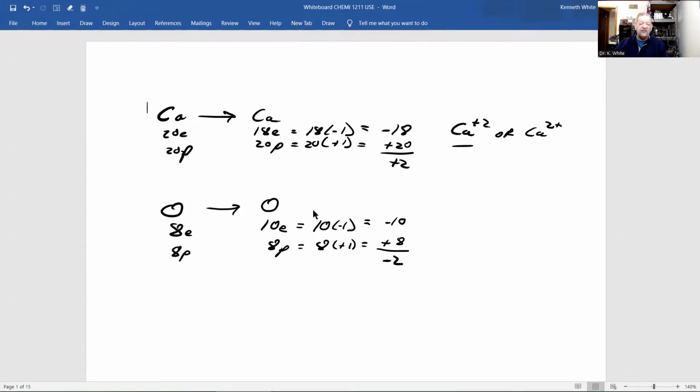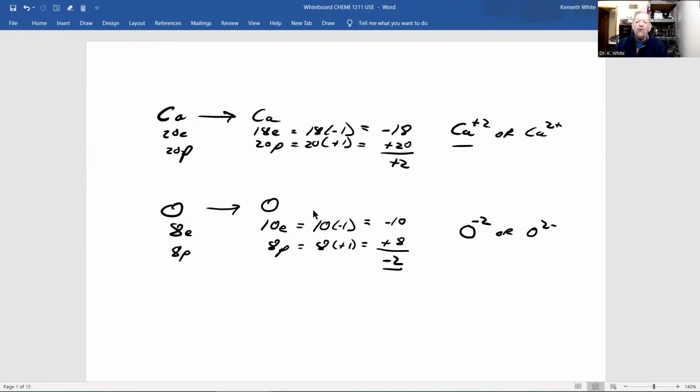Now the question asks what ion is formed, and you show that by a chemical symbol, superscript to the right, the charge. And here's the charge. So that'd be -2, or the newer way, which I don't like, 2-. Either way is correct on my test.